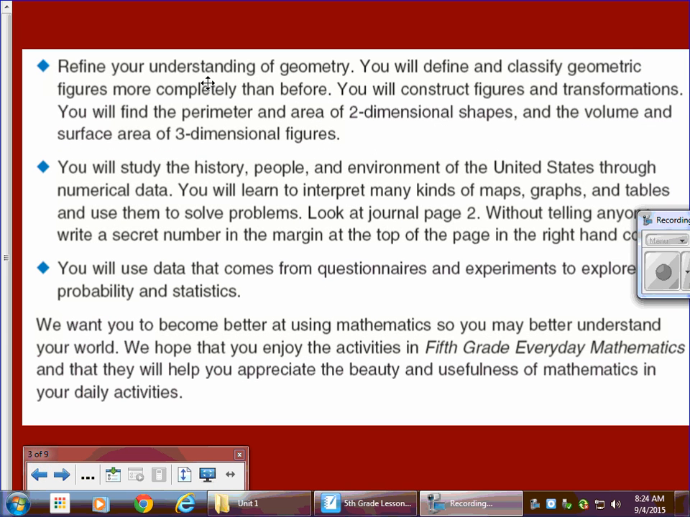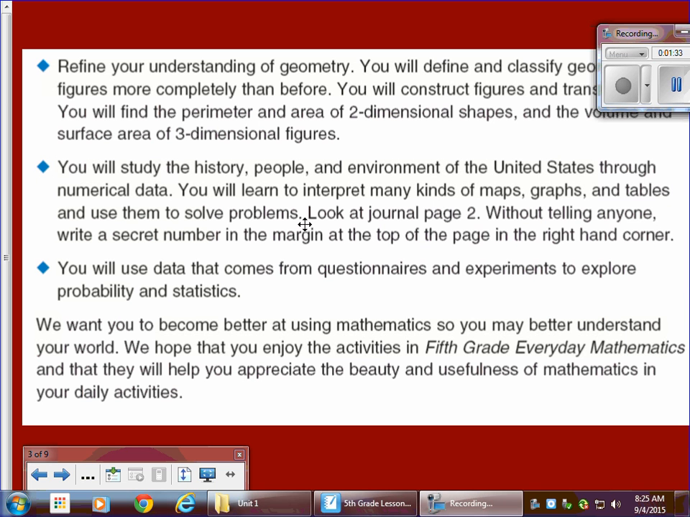You will refine your understanding of geometry. You will define and classify geometric figures more completely than before. You will construct figures and transformations. You will find the perimeter and area of two-dimensional shapes and the volume and surface area of three-dimensional figures. You will study the history, people, and environment of the United States through numerical data. You will learn to interpret many kinds of maps, graphs, and tables and use them to solve problems.